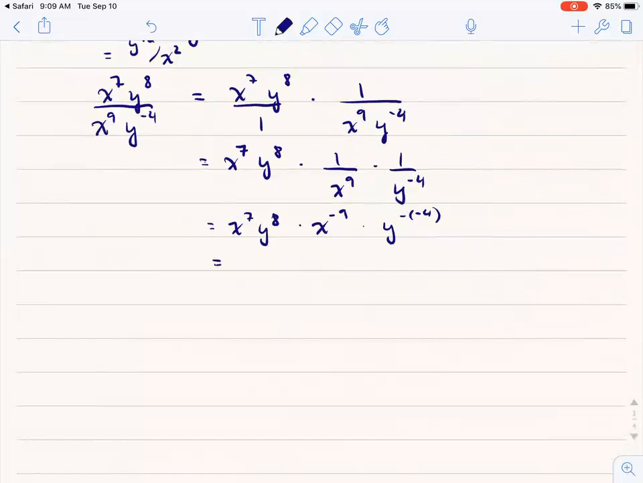I'll just finish this for completeness' sake. 7 minus 9, y to the 8 plus 4. Got sloppy, but there it is. Okay. Any questions about that one?